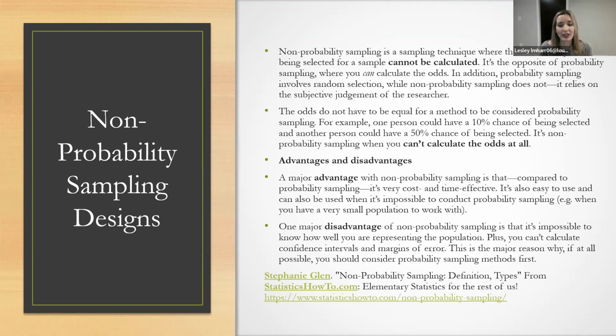Another major disadvantage of non-probability sampling is that it's impossible to know how well you are representing your population. So for example, it might be transferable to other settings, sort of similar, maybe small nonprofits across the United States, but we can't say that our goal is to inform nonprofits across America, because you can't calculate confidence intervals or margins of error.